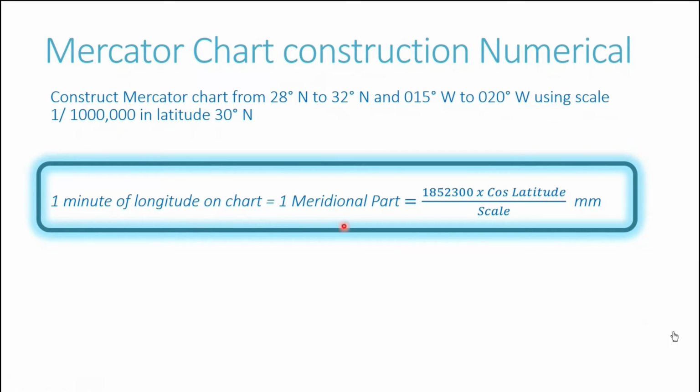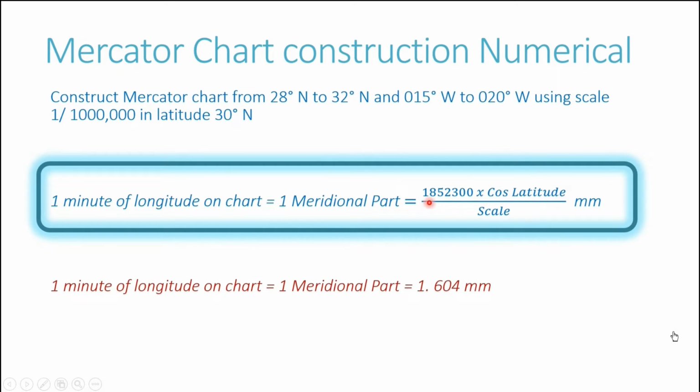Okay, so again that formula is repeated here. 1852,300 into cos of latitude divided by the scale. Now, what latitude should we be using here in this formula? The latitude which is used here is the same latitude on which the scale is referenced. So you see in this question, the scale is referenced to latitude 30 degrees north. So this is what we will be using in the formula here.